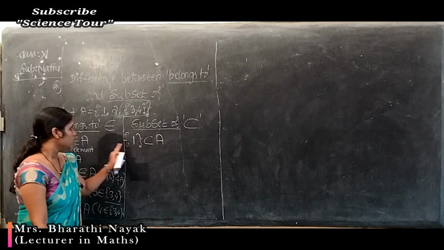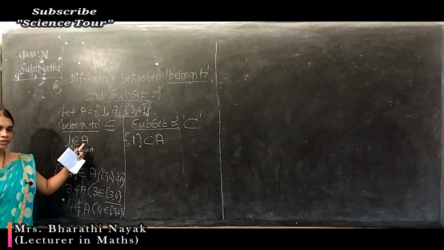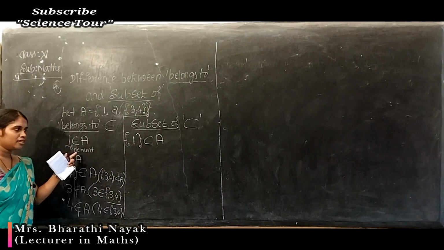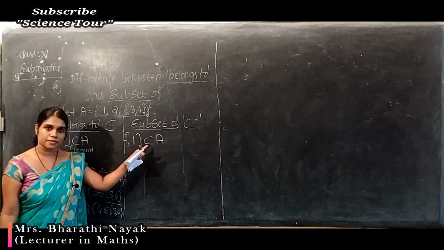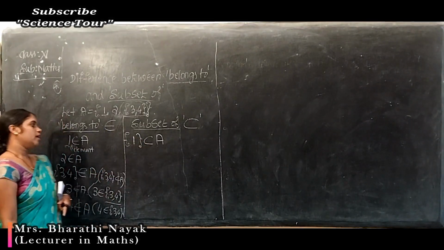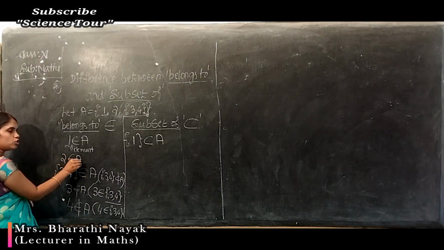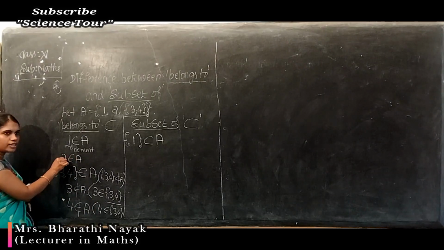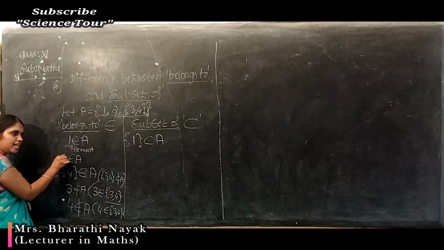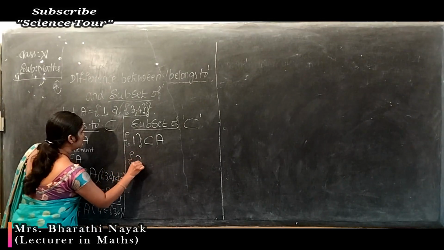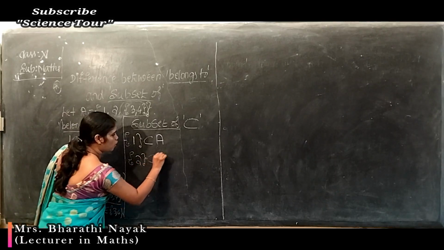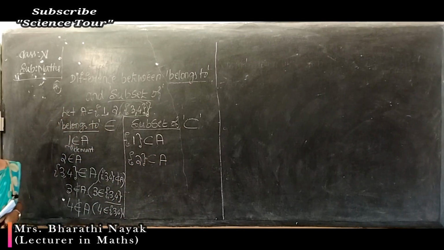So therefore, 1 belongs to A. For the same element, if you take a flower bracket, then it will become a subset. Right? Okay. Next, 2 belongs to A. 2 is one of the elements. If you put a flower bracket around this element 2, then it will become a subset of set A.